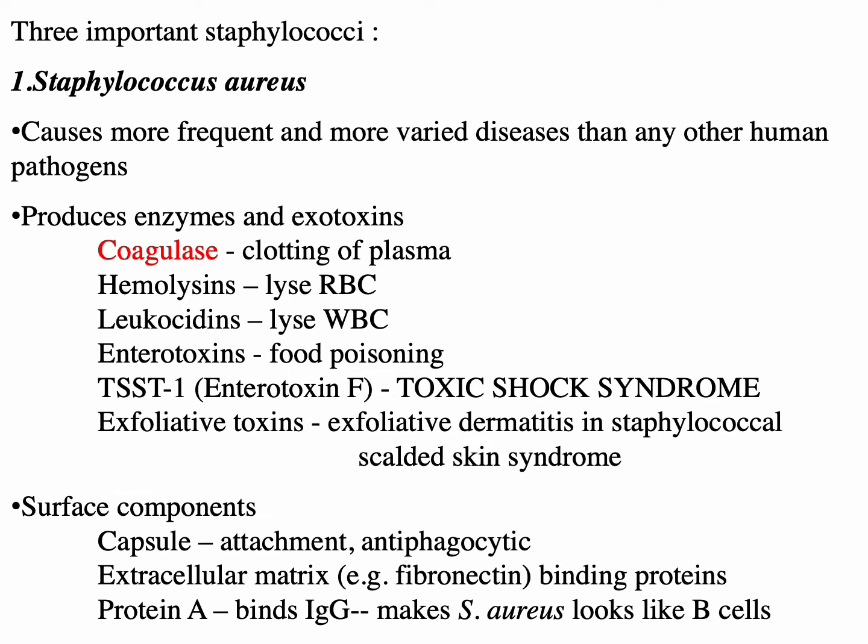Protein A is different. Protein A binds IgG from the serum, and the binding of IgG means that the IgG will coat the Staphylococcus cell and make the bacteria look like B cells. B cells are the immune cells that produce the antibody. Before the antibody is released into the blood, the B cell carries this antibody on the surface. So by binding to IgG, Staphylococcus looks like a B cell and therefore can avoid the immune system.